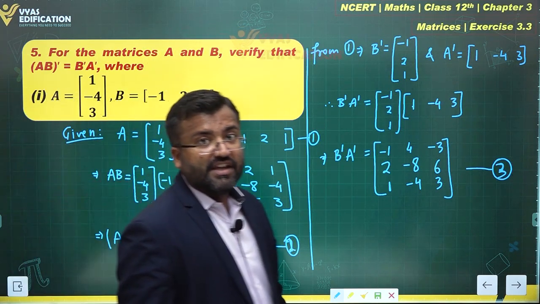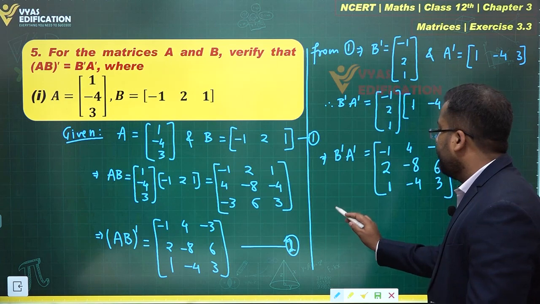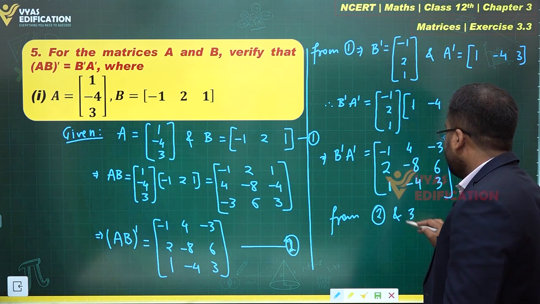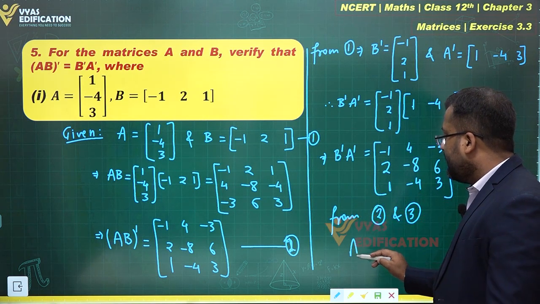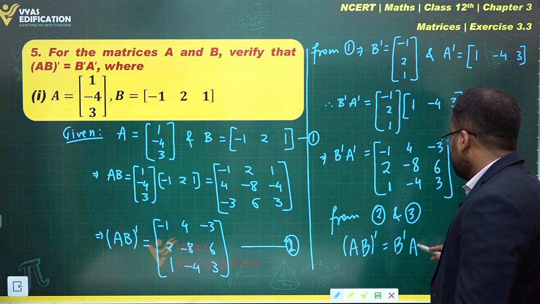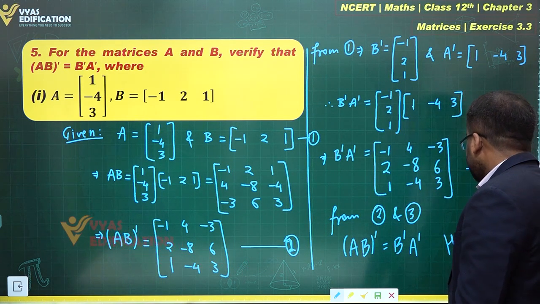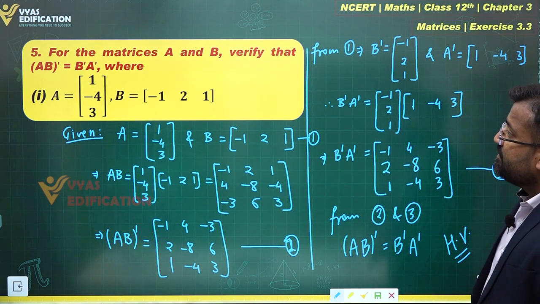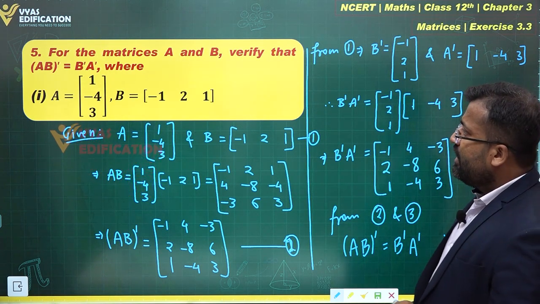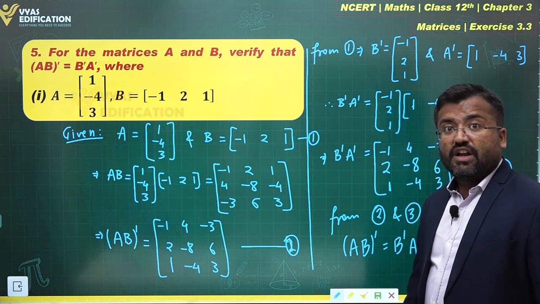And yes, we can say from 2 and 3, what do we observe? We observe that AB transpose is equal to B transpose A transpose. Hence, it has been verified. Okay, let me get aside so that you can take a look at this question, and let's move on to the next one after this.